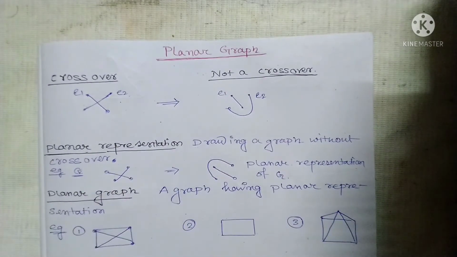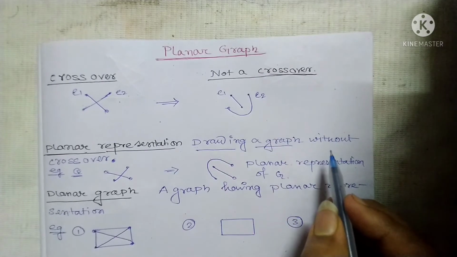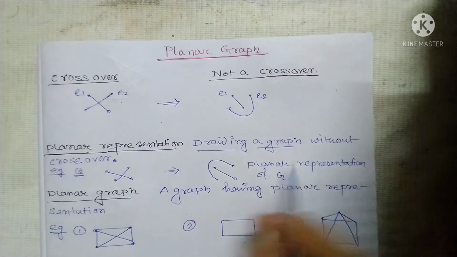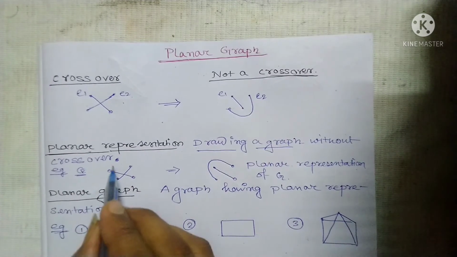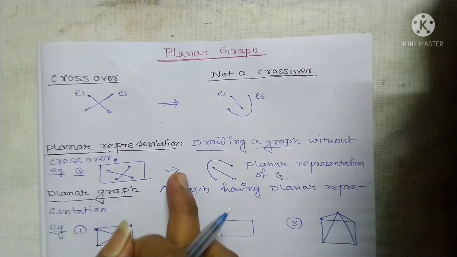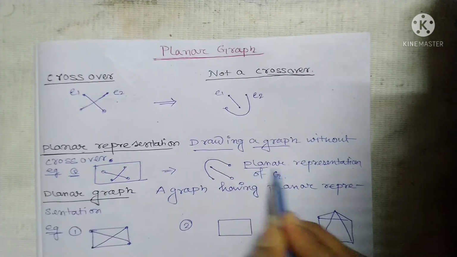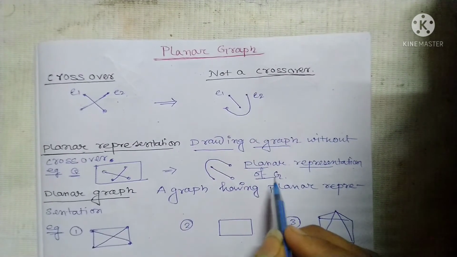First of all, we need to know one basic fundamental thing: what do you mean by planar representation. Planar representation means drawing a graph without crossover. We have to draw the graph without having any crossovers, like we have discussed. Let's say this is our graph G, and we are just drawing the graph differently, and this is the planar representation of the same graph G.